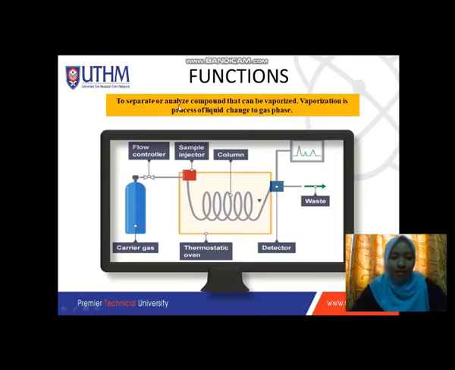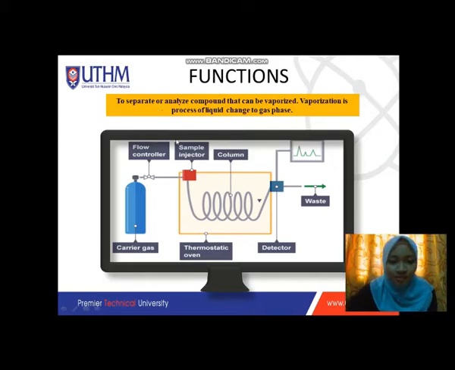It starts with the carrier gas. The carrier gas must be dry, free of oxygen, and chemically inert. An inert gas is a gas which does not easily undergo chemical reaction. Helium is the common gas used in the gas chromatography instrument because it has a larger range of flow rates and is compatible with many detectors. Hydrogen, nitrogen, and argon can also be used as carrier gas.